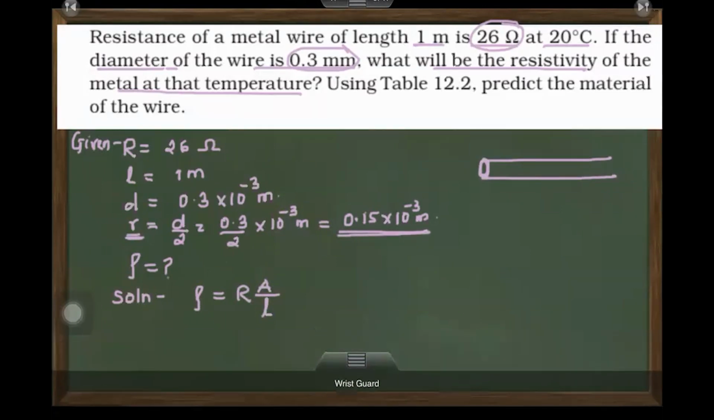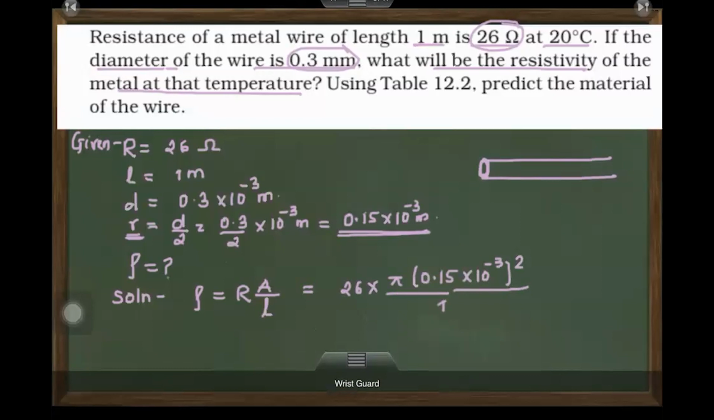And this cross section's radius is known to you. So what can you write here? R, which is known to you, that is 26. Area is equal to pi r square. Pi r, and r means how much? 0.15 into 10 raised to power minus 3, whole square, divided by L. L means 1 meter.